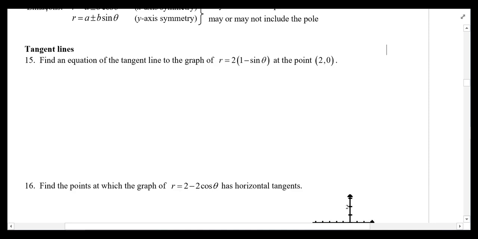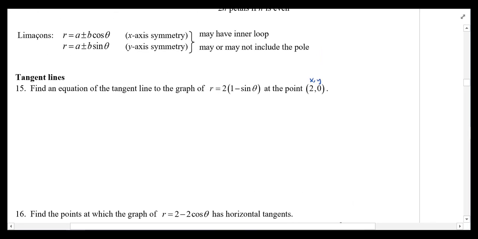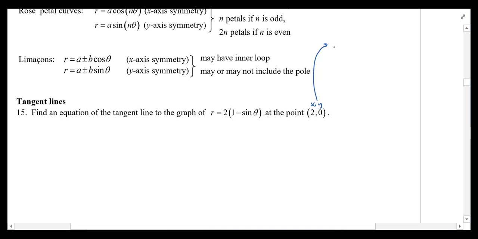Tangent line equation. Oh yeah, we need a point and a slope. Well, we got a point. That's great. By the way, this point here is actually an x and y value. And we then need to know the slope. Right. So the slope is what? Oh yeah, dy/dx. So how in the world do we calculate dy/dx in polar?